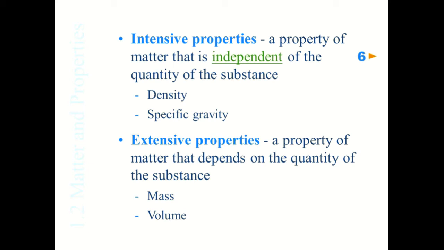So here they give examples. Don't worry about specific gravity. That's not something you guys really need to learn. Density, though, that's a great example, because the density of a substance does not change, whether I have a lot of it or just a little bit of it. So if I have a piece of wood and I measure the density of that wood, and then I cut a little piece off of that wood and measure the density of that little piece, the density of both of those will be exactly the same. They will not change, whether I have a lot or a little. So that is why density is independent of the amount I have.